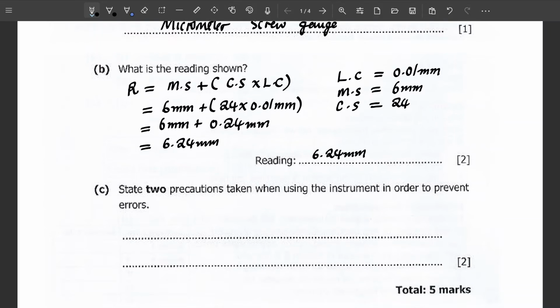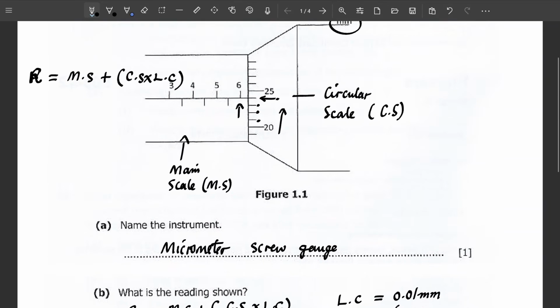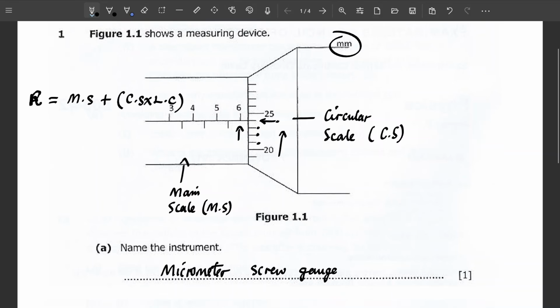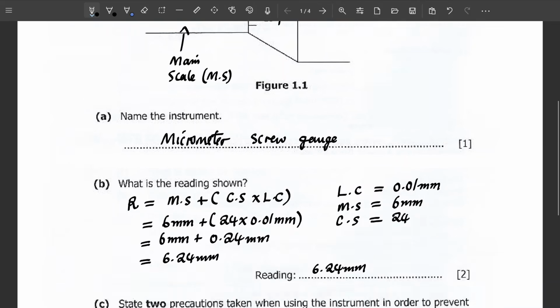Then we come to C. C is saying state 2 precautions taken when using the instrument in order to prevent errors. So when you are using this instrument here, the micrometer screw gauge, there are some precautionary measures or care which is taken to avoid making errors when using this instrument. So what are those precautions that are taken to avoid this instrument from making errors when it is being used to measure length, for instance?